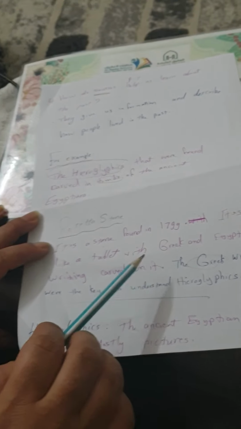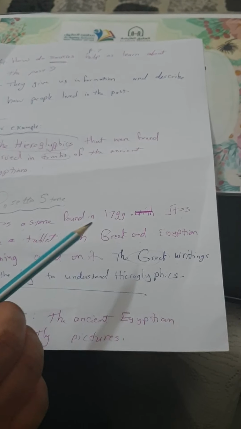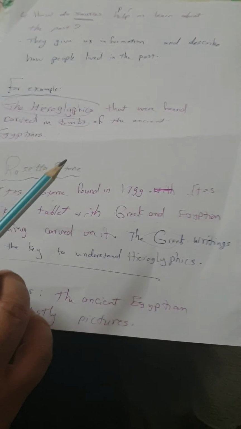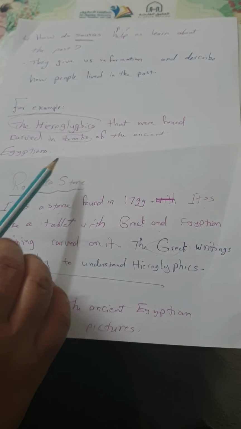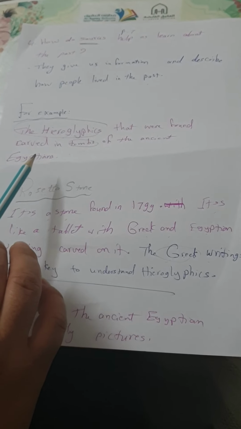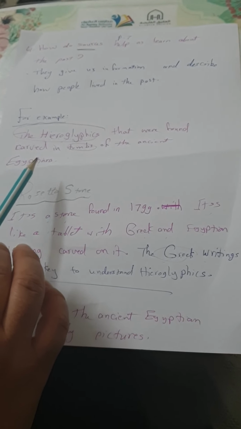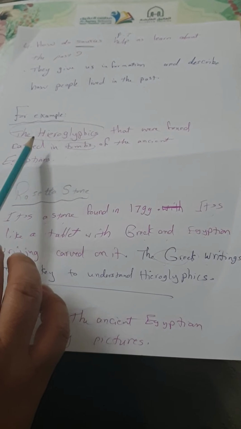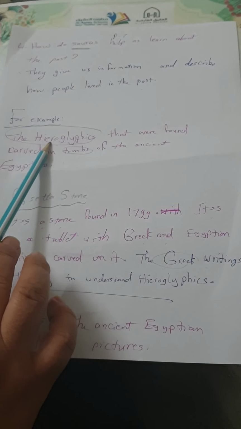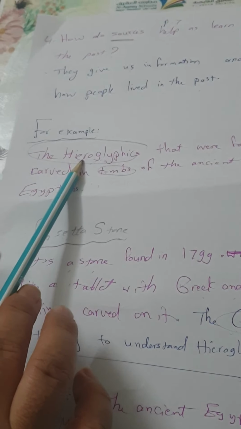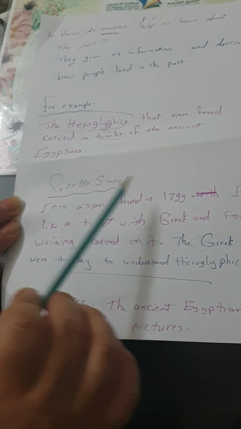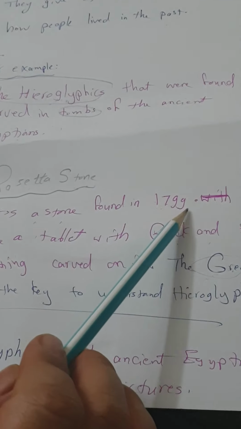Once the scientists could understand hieroglyphics, they started to read and translate all the writings on the tombs of the ancient Egyptians and on the temples, and they could know everything about the lives of the ancient Egyptian people. Again, how did they know how to understand hieroglyphics? From the Rosetta Stone. When was it found? It was found in Egypt in 1999.